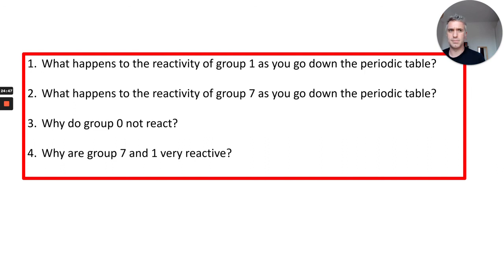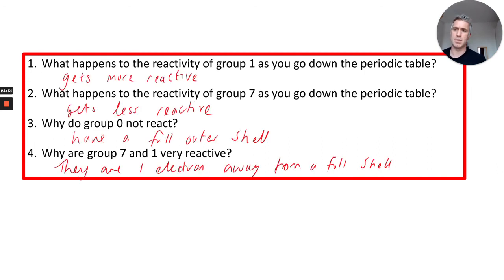Okay? Here are the answers. What happens to the reactivity of group 1 metals as you go down the periodic table? Group 1 get more reactive as you go down. What happens to group 7 as you go down? They get less reactive as you go down the periodic table.